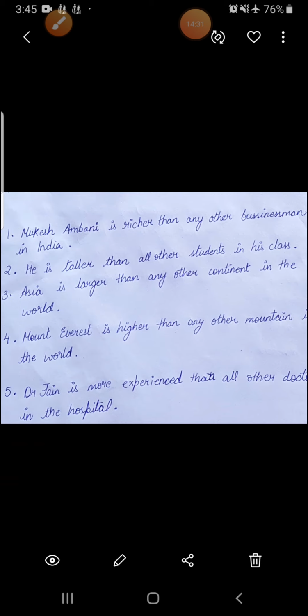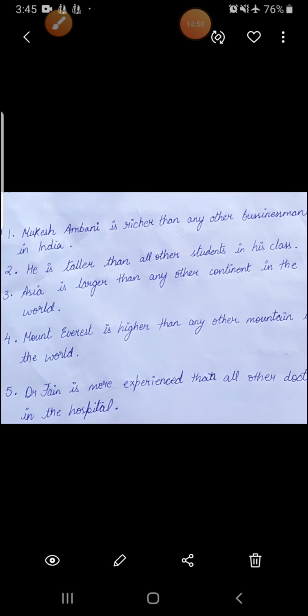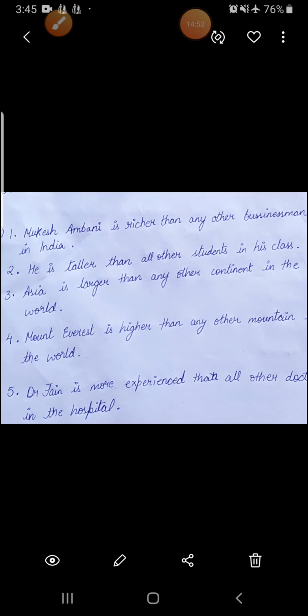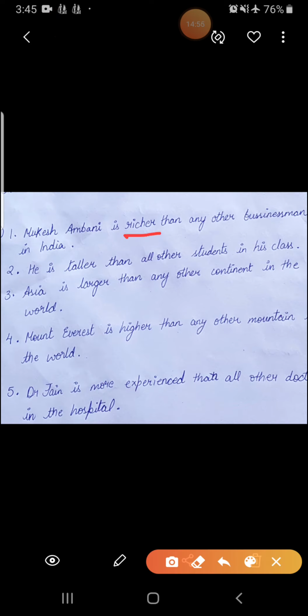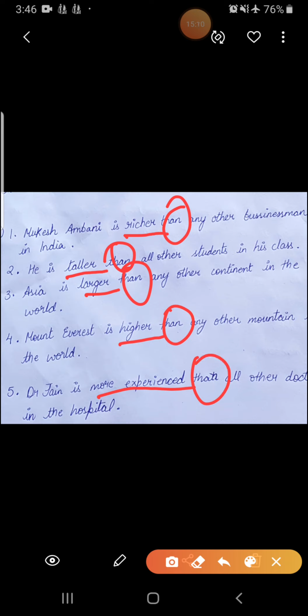Mukesh Ambani is richer than any other businessman in India. Then second, he is taller than all other students in his class. Third, Asia is larger than any other continent in the world. Fourth, Mount Everest is higher than any other mountain in the world. And the fifth, Dr. Jan is more experienced than all other doctors in the hospital. You can see here richest become richer, tallest become taller, largest become larger, highest become higher, and most experienced become more experienced. And you can see this word than, it shows that we have changed it into comparative degree.